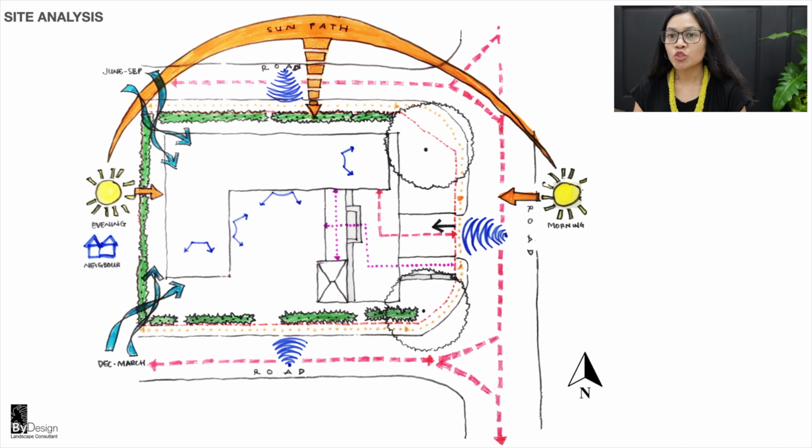Wind direction from June to September is going towards south and southeast, and from December to March is towards north and northeast. We need to create good views for 4 areas, as shown on the drawing. The people circulation started by the side gate is shown in purple dotted lines, and the vehicle circulation is shown in the red lines.